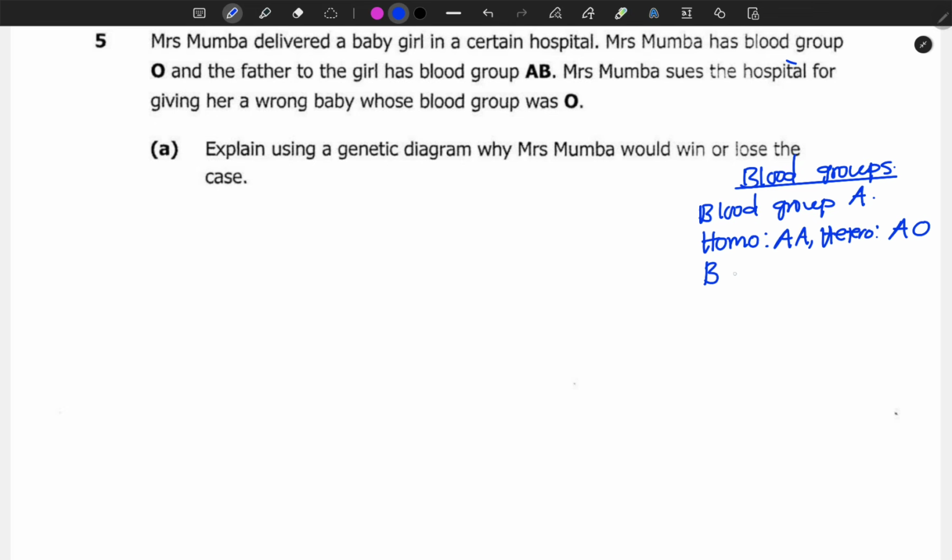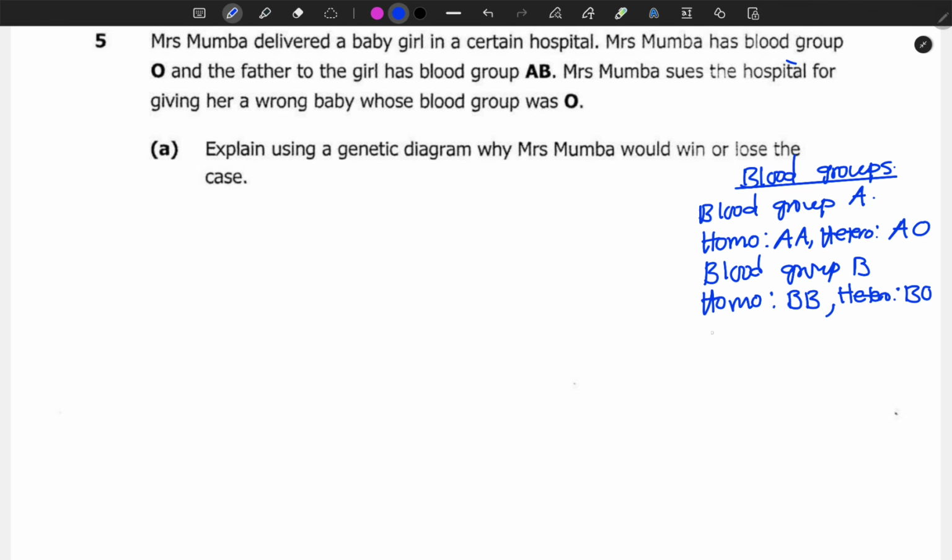Let's move on to blood group B. So for blood group B, it's the same procedure as with A. So homo, if they say homo for blood group B, it's BB. BB cannot produce O. Then what of its hetero? So if it's hetero, it's BO.